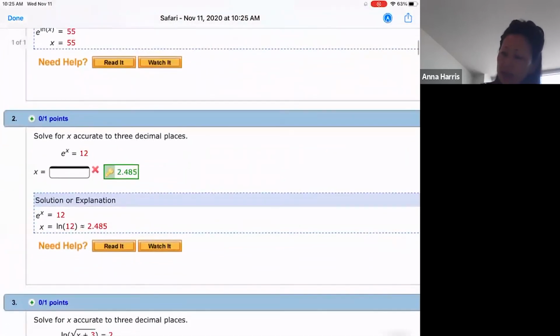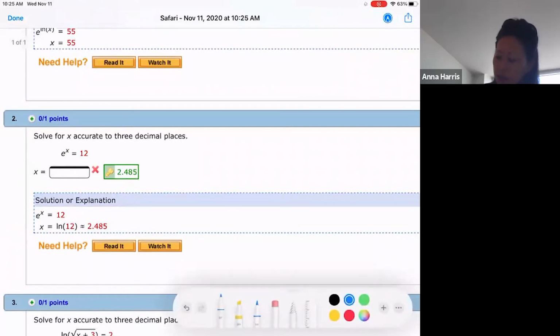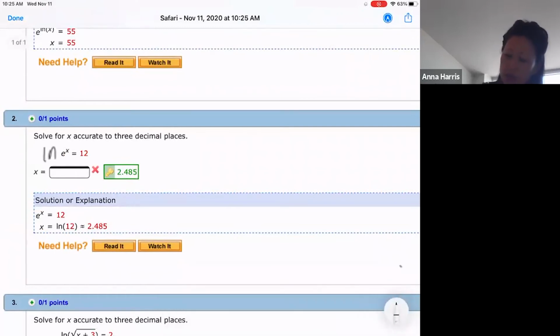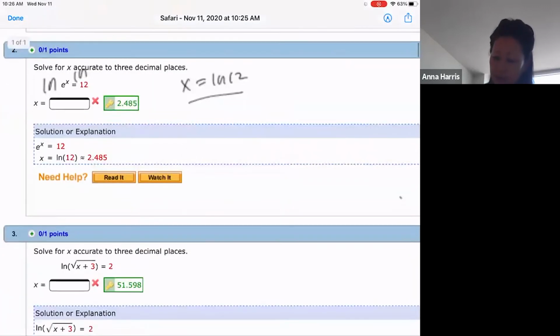In this case, you need to just put what? You just put the natural log in the front, right? And you get x is equal to natural log of 12. So this is easy to do also.